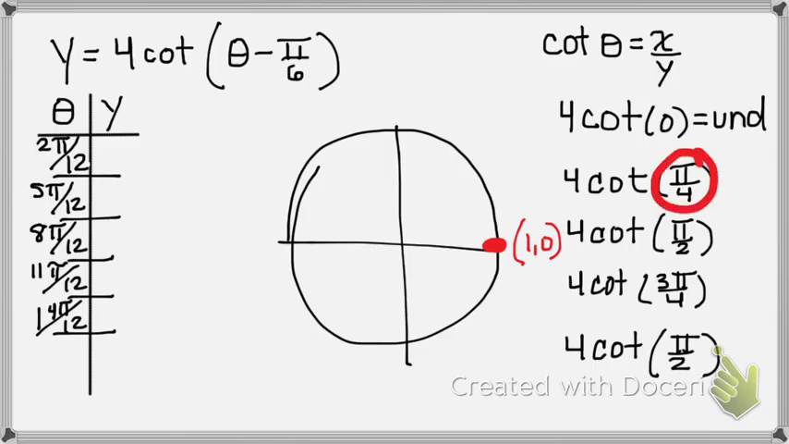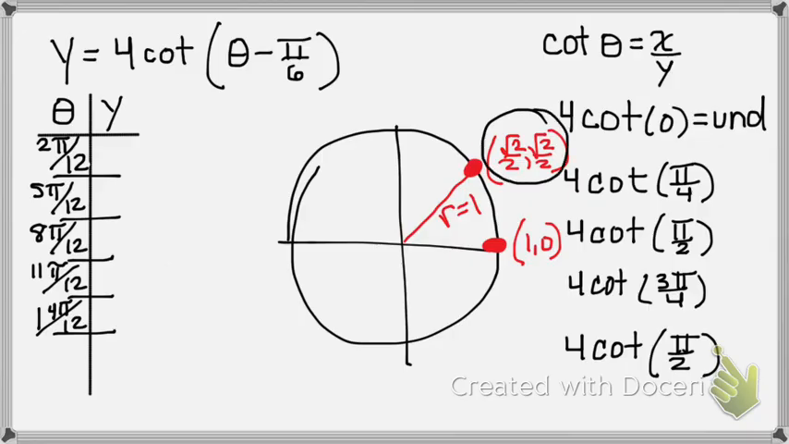Then let's look at the pi over 4. So pi over 4 puts me here, and the coordinates of that point are rad 2 over 2, rad 2 over 2 on the unit circle. Of course, for all of these, r is equal to 1. And the cotangent is x over y. So when I look at the x coordinate over the y coordinate here, what do I get? I get 1. And then that is what this evaluates to. So the cotangent of pi over 4 is equal to 1, and 4 times 1 is 4.